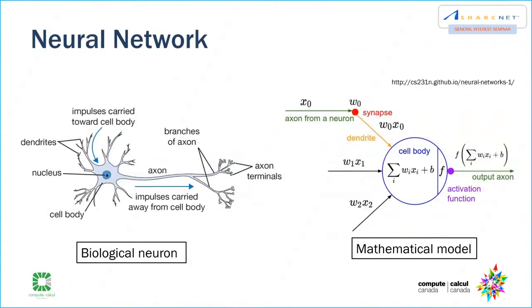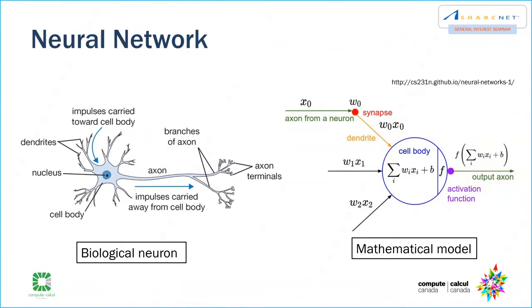Deep neural network copies the basic computational unit of a brain, which is called a neuron. The diagram shown here is a cartoon drawing of a biological neuron, on the left side, and the common mathematical model on the right side. Each neuron, as you see on the left, receives input signals from its dendrites and produces output signals along the axon.